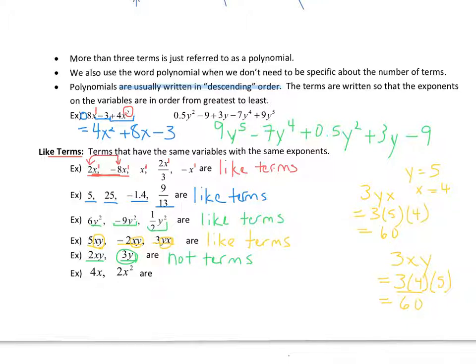Take a look at the last one. I have 4x, which is just 4 times x, and then we have 2x to the exponent 2. 4x only had an exponent of 1. This really means for the second one, we've got 2 times x squared, or 2 times x times x. Because the exponent pieces are not the same, these are not like terms. They cannot be added together or combined.